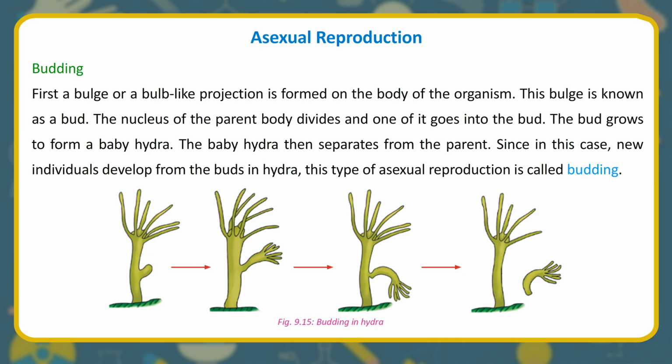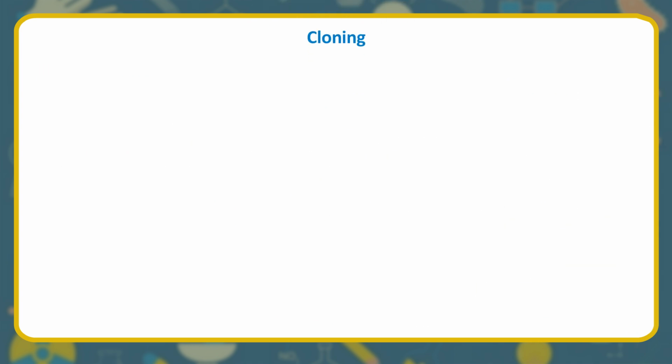The nucleus of the parent body divides and one of it goes into the bud. The bud grows to form a baby hydra. Baby hydra then separates from the parent. Since in this case, new individuals develop from the buds in hydra, this type of asexual reproduction is called budding. Budding in hydra. Cloning.